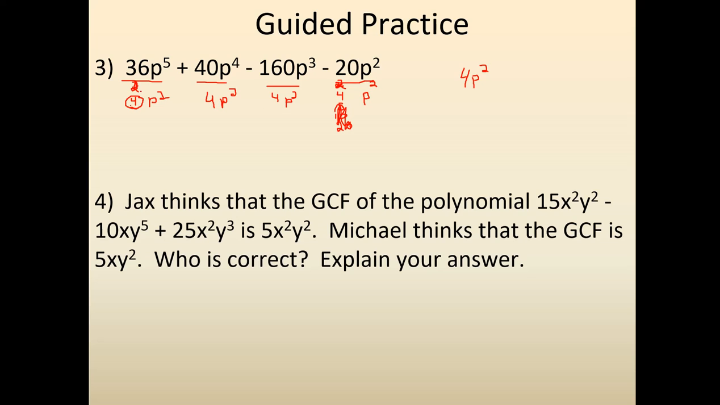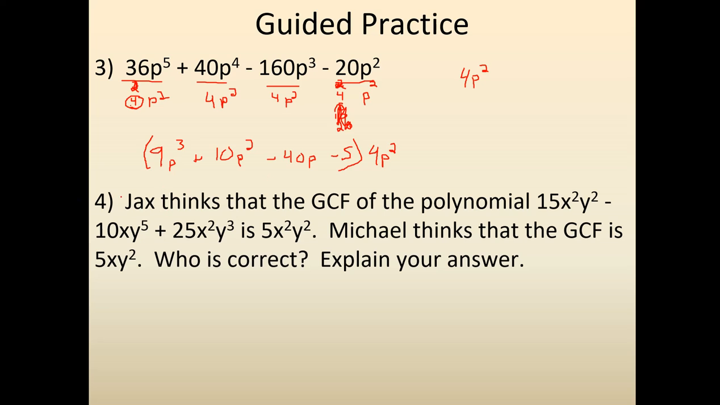So 36 divided by 4 is going to be 9. p to the 5th divided by p squared is p cubed. 40 divided by 4 is 10. p to the 4th divided by p squared is p squared. 160 divided by 4 is 40. p cubed divided by p squared is p. And 20 divided by 4 is 5. And p squared divided by p squared cancels out. So it's going to be this times 4p squared.